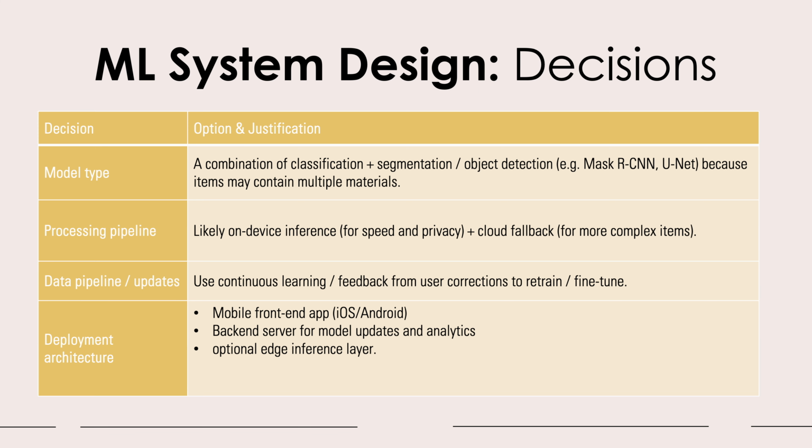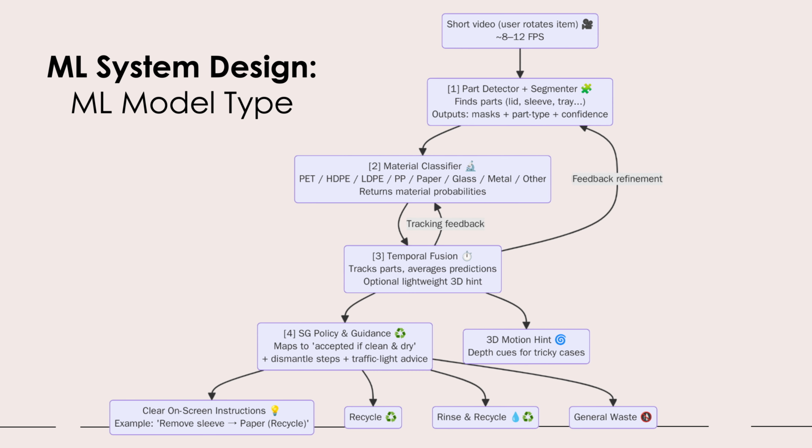In our machine learning system design, we have 4 key choices. Design choice 1, the model type. We will use detection and segmentation to isolate each part. For example, the lid, the sleeve, and the film. Then, a material classifier per part. That matches the granularity the problem demands. Not one label per photo, but per part intelligence.